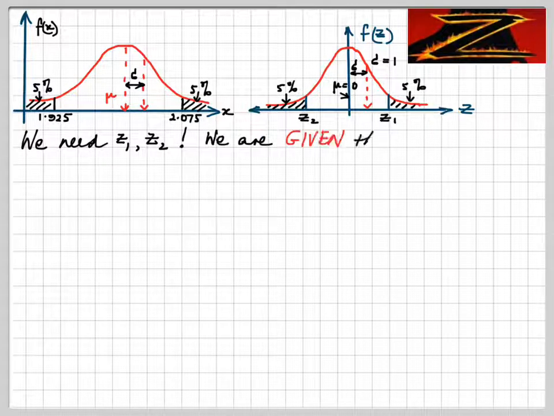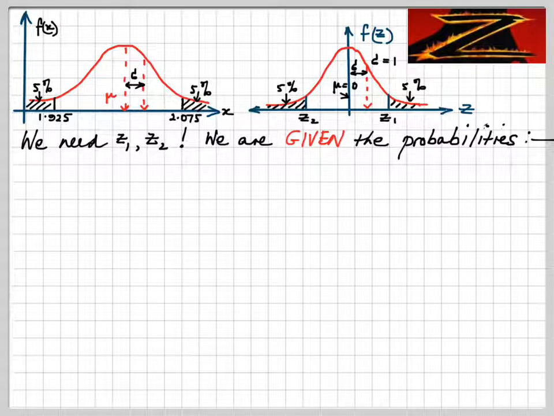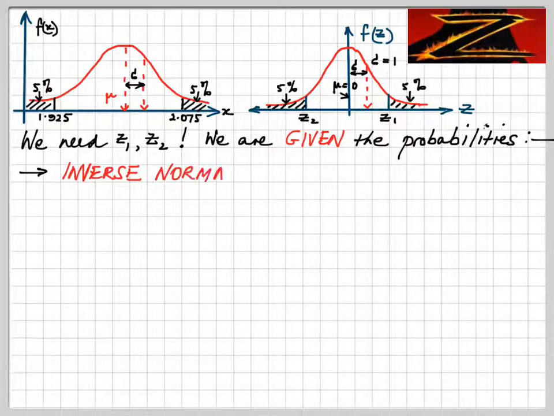Right. Now, we are given, what are we going to do on the calculator? I'm trying to prompt you here. We're given the probabilities. We're trying to get back to the variables. So which is it? Is it normal CDF or is it inverse normal? Come on, get your thinking cap on. Yes, of course, it's inverse normal.